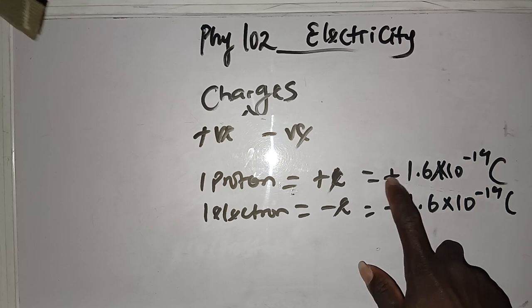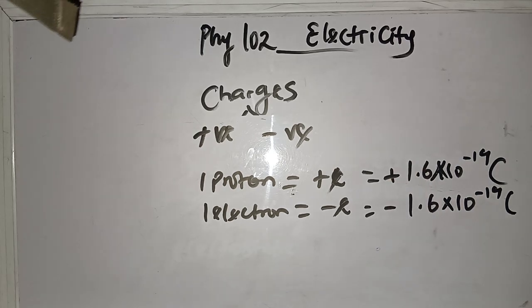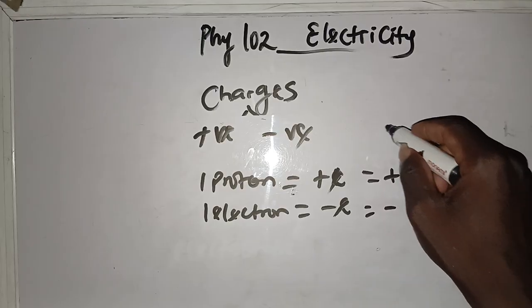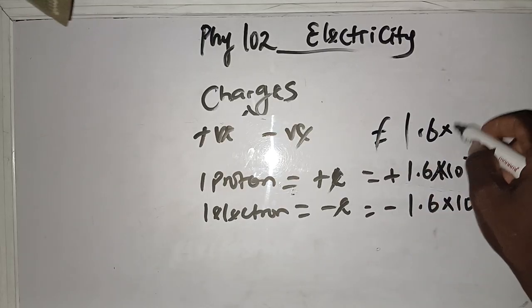Note, the plus sign is significant. The ordinary 1.6 is something else. This is a vector, take note of that. There must be positive or there must be negative. If they ask for the magnitude alone, then you can claim the ordinary value. But if they don't ask for magnitude, this plus is not the same thing as the ordinary 1.6 times 10 raised to minus 19.